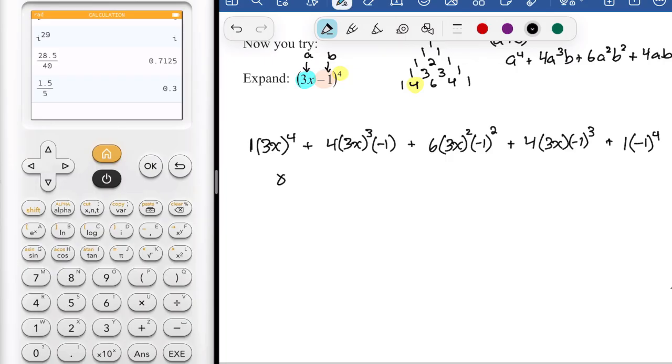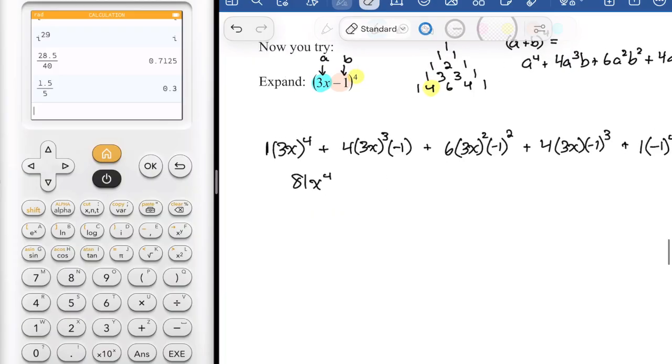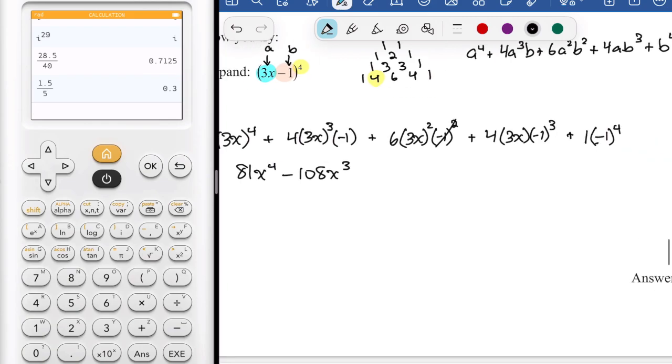3 to the 4th power is 81, so 81x to the 4th. 3 to the 3rd power is 27 times 4. 27 times 4 is the same as 27 times 2 times 2, so 108. X to the 3rd, but I do have a negative 1 multiplier here. So yeah, it's going to be 108, but it'll be negative. So negative 108 x to the 3rd. Any negative that's raised to an even power is going to become positive. So I could disregard this one and this one.